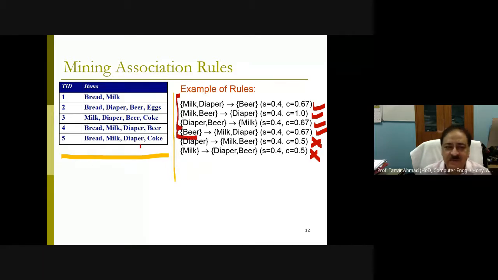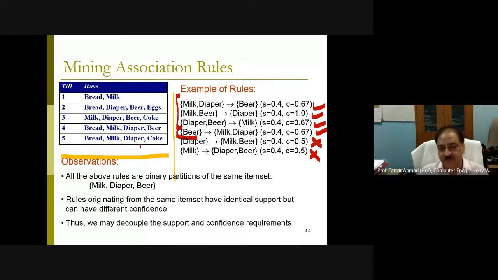But the problem is, how many items did you have? You had only 6 items: bread, milk, diaper, beer, eggs, and coke. Therefore, this is too easy. But even in that case, these are not the only rules we will find. This is just a few rules which I have discussed. Now let us try to come up with the actual figure of what will happen.